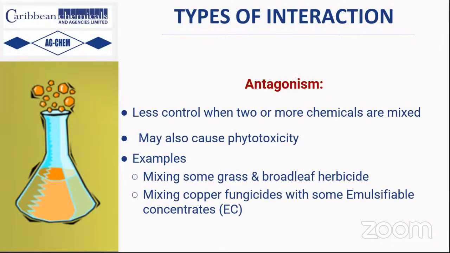Antagonism. Antagonism causes less control when two or more chemicals are mixed. Basically, they either compete with each other for space, they bind up molecules, or they allow each other to work at a lower effectiveness, a lower efficiency, if any at all. It may also cause phytotoxicity based on the reaction or the type of chemical class.